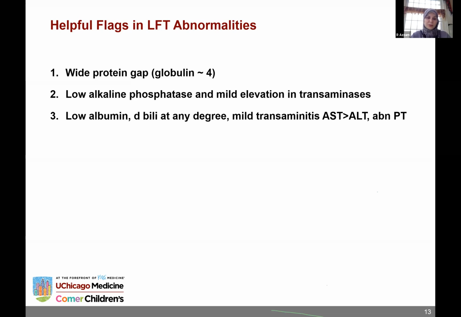It could be a cirrhotic process. And because the direct bilirubin is elevated and the INR, mostly because the direct bilirubin is elevated, those patients are in the decompensated cirrhosis category.